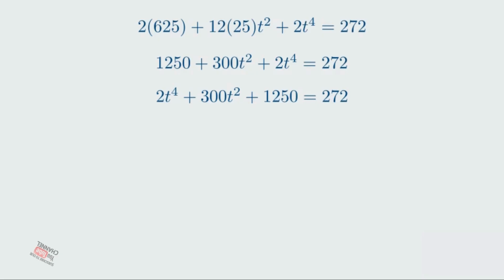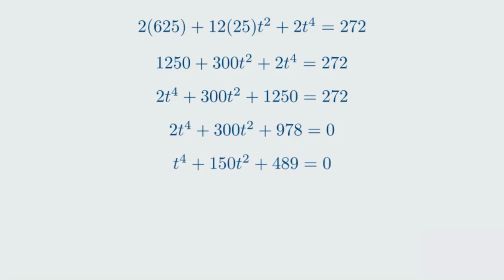We're getting closer to a standard form. Let's move the 272 to the left side by subtracting it from both sides. 2t to the fourth plus 300t squared plus 978 equals 0. Notice that every term is even. We can simplify this further by dividing the entire equation by 2. This results in t to the fourth plus 150t squared plus 489 equals 0. What a beautiful, clean equation! We have now successfully simplified the problem into a quartic equation that is of quadratic form, a key step in solving it.